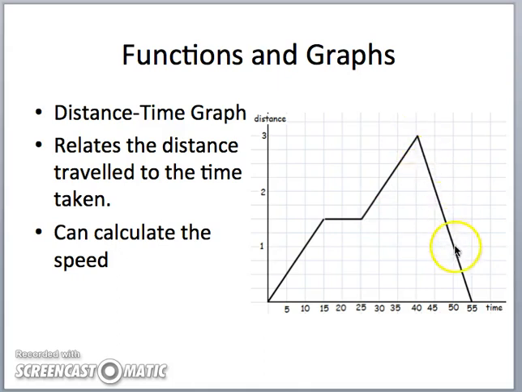And then what does this line mean? Well, it means that between 40 minutes and 55 minutes their distance is decreasing, so they end up back where they started, and the total time has taken 55 minutes. You need to be able to explain these types of graphs with these types of things in them and show what it all means.